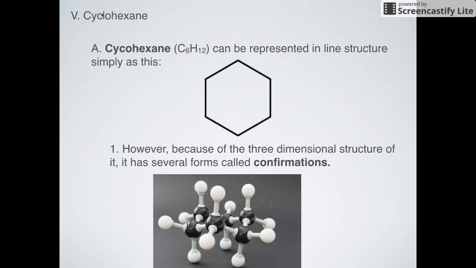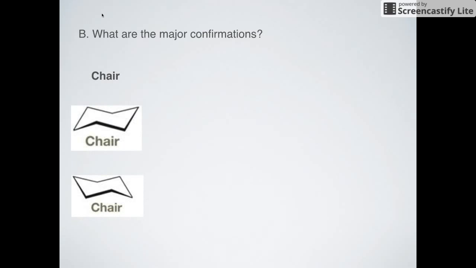All right, so let's talk about those conformations because they become extremely important. So what are those major conformations? You're going to need to draw these and pretty much know what they are. So the first one is called chair form, and it gets its name because it kind of looks like, as you can see, a chair.